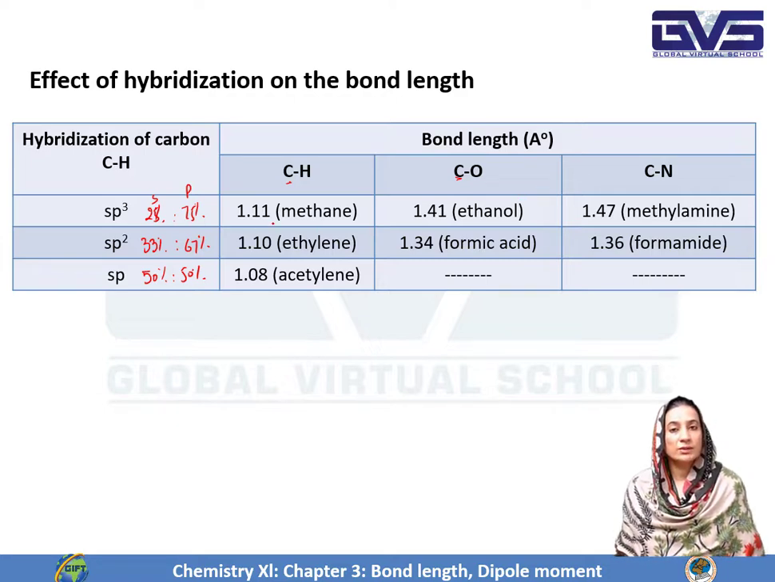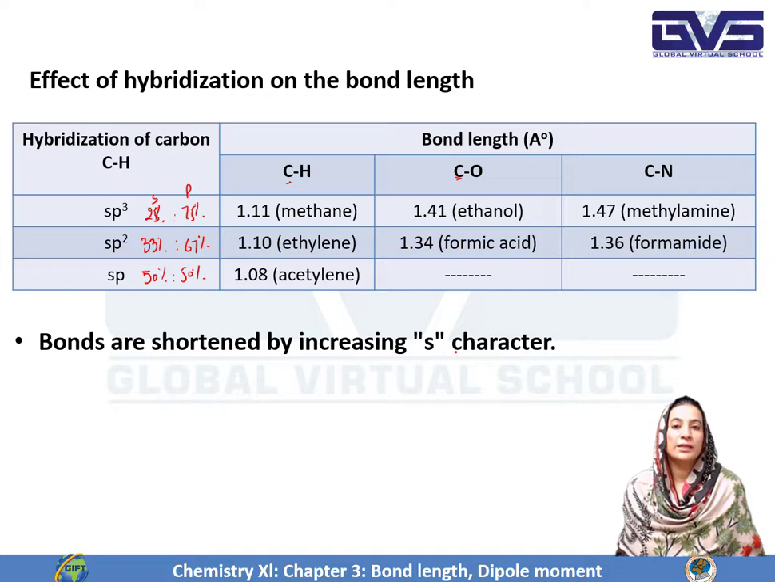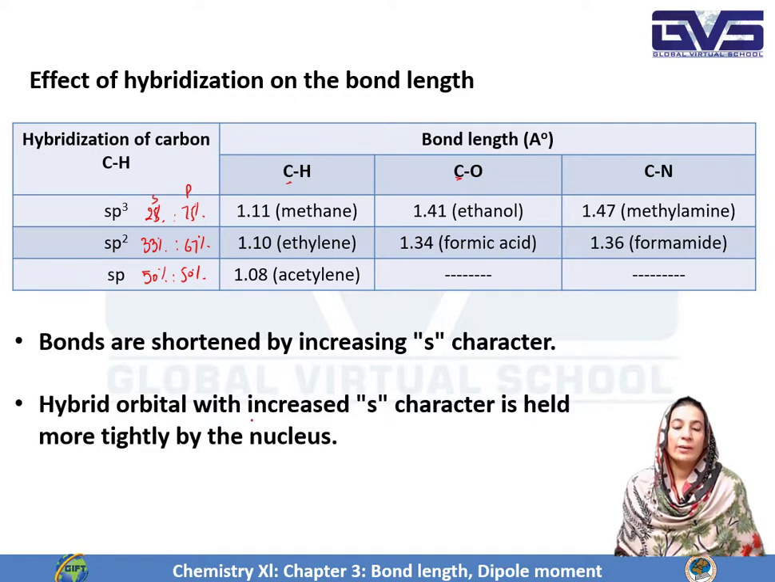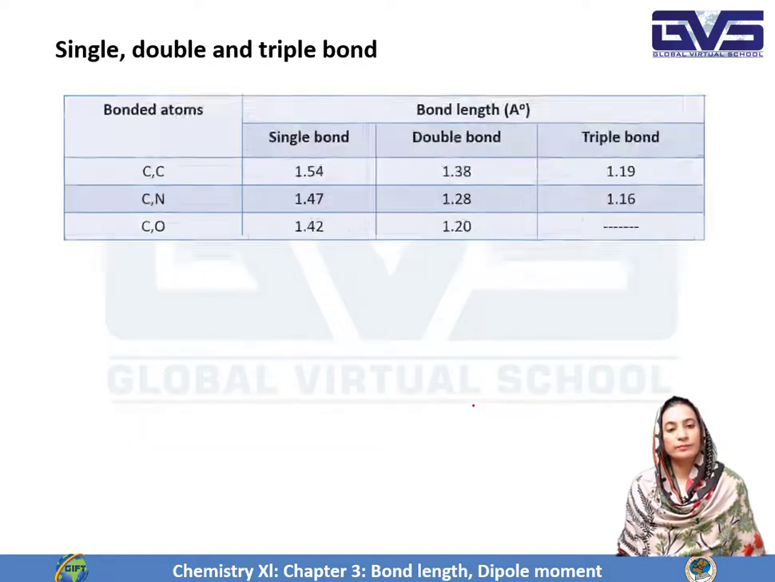So previously you also observed that as the s character in sp2 and sp increases, their bond length decreases but their bond energy increases. This is due to the increase in s character, and a hybrid orbital with increased s character is held more tightly by the nucleus. So there is more force of attraction, more energy is required to break the bond, and the distance will be lesser, so the bond length is reduced.